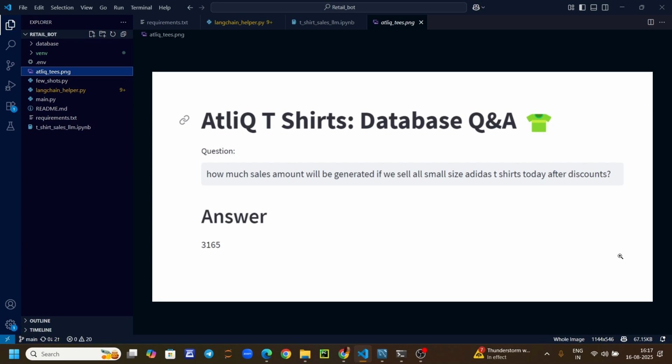For example, if I'm asking how much total revenue will I generate if I sell all the white t-shirts or all the black t-shirts today with the discount applied, the system converts that into the proper SQL query, runs it on the database and gives the exact number. So that is what's behind the scenes of how an LLM works and gives the output.